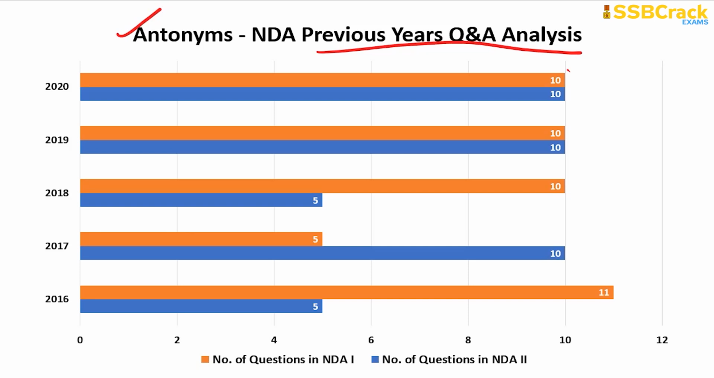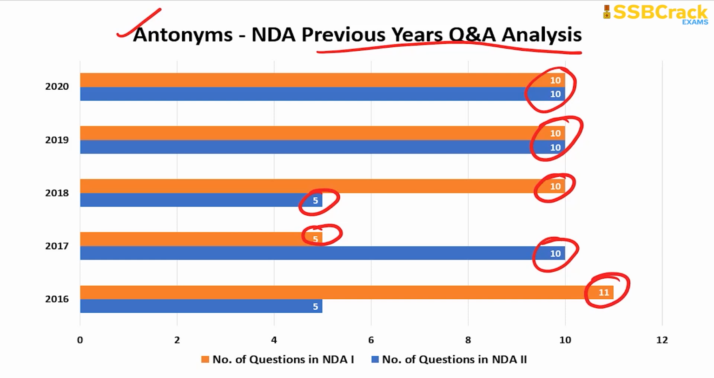So you can see 10 questions came both in NDA 1 and 2 2020, also NDA 1 and 2 2019, and in NDA 1 in 2018, while 5 questions came in NDA 2 2018 and in NDA 1 2017. Again 10 questions came from antonyms in NDA 2 2017 and 11 questions came in NDA 1 2016. Again 5 questions came in NDA 2 2016. So you can expect at least 5 to highest 11, but 11 you won't get, so we will make it 5 to 10 questions from antonyms, right?